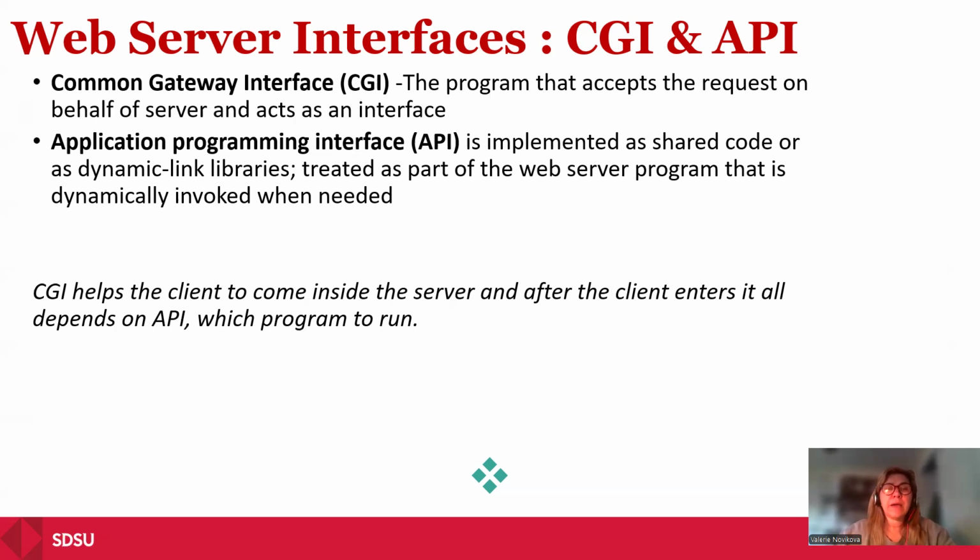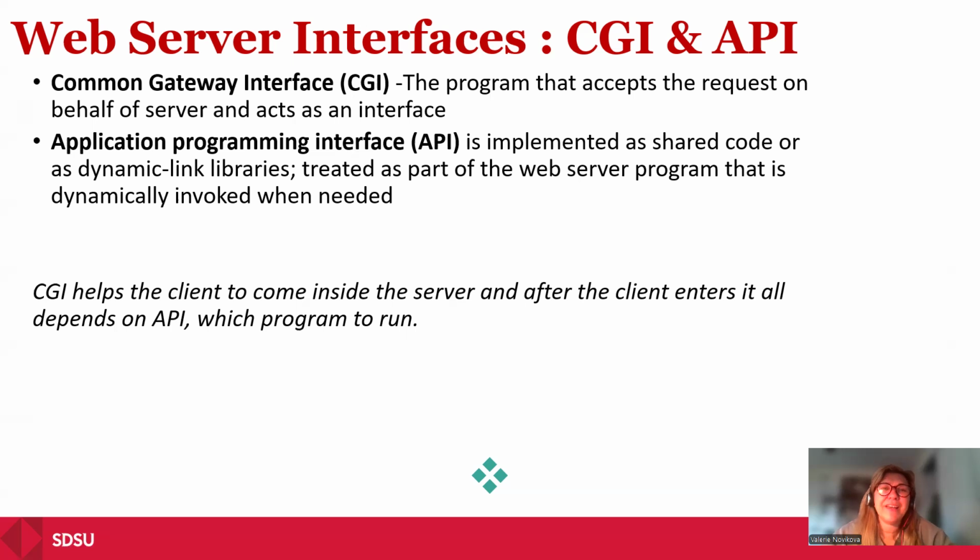So again, CGI helps the client to come inside the server, and after the client gets their data inside the server, the API sends data from the server to the actual database. So API is a very common, widely used technology nowadays. Different APIs are developed to allow web applications to talk to clients. I'm going to show you a very interesting example in just a minute.